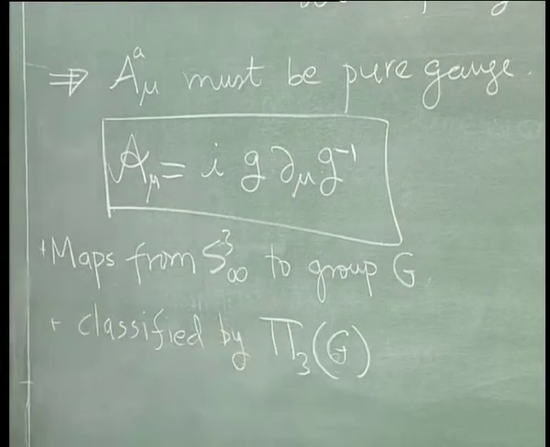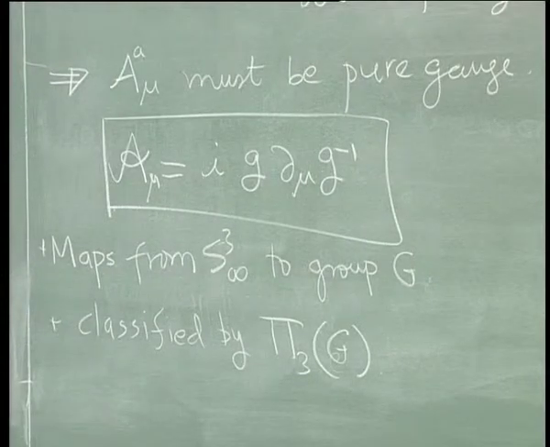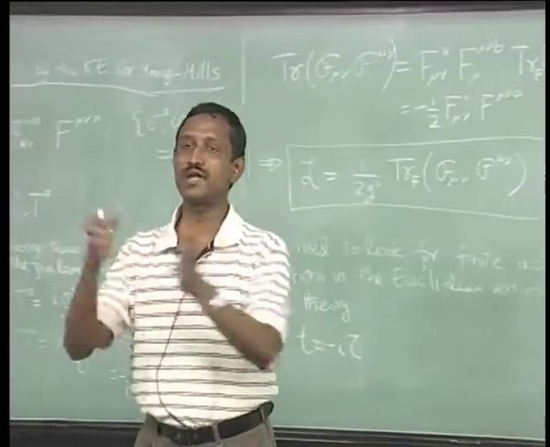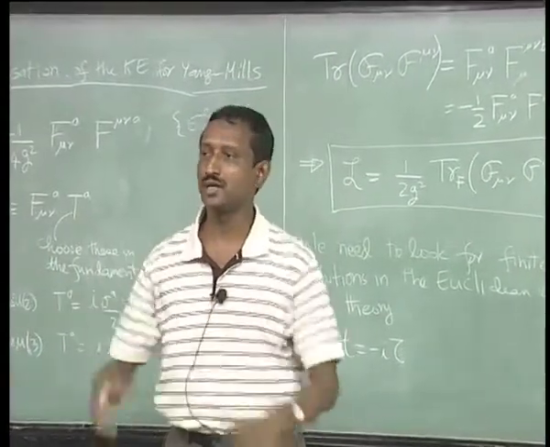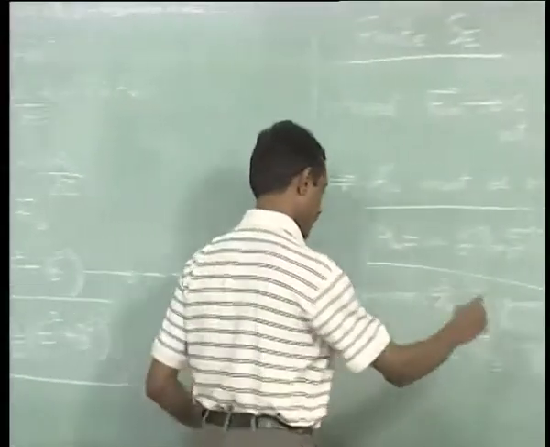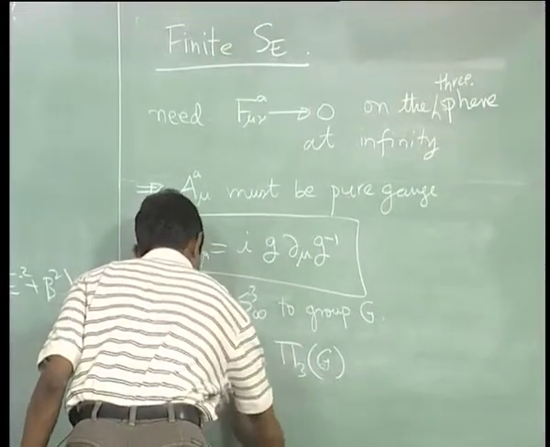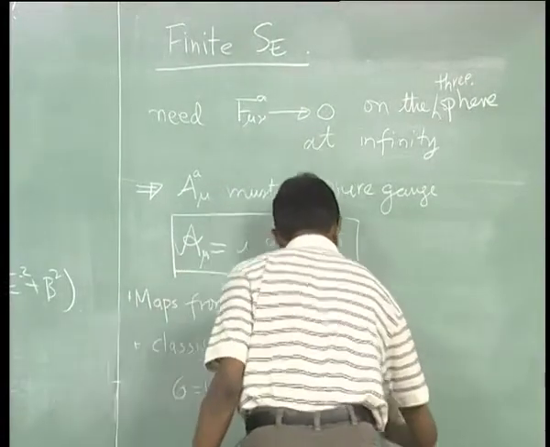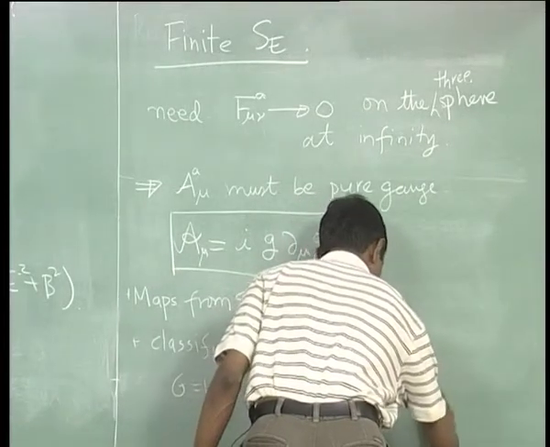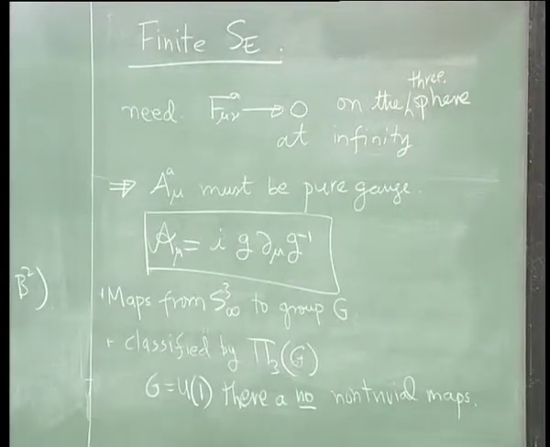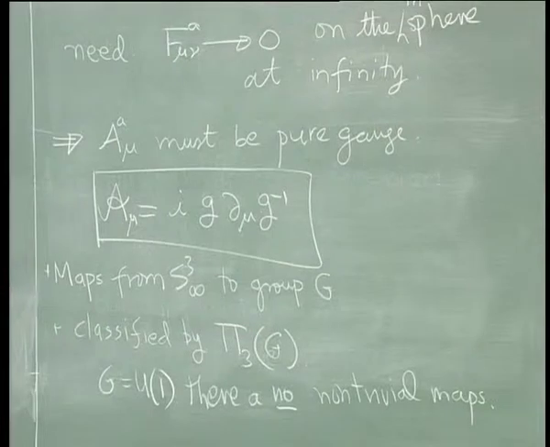First example is the abelian case, which is U(1). You can show that there are no non-trivial maps from S3 to this. Everything can be smoothly deformed, without any discontinuity, to the trivial one. So for G equal to U(1), there are no non-trivial maps. In other words, you cannot come up with a finite action configuration.